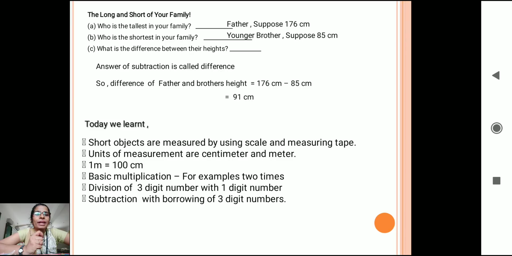You have to practice this, because I am going to give sums of borrowing, simple multiplication and division in the worksheet. So I want everybody to solve the worksheet and revise the concept. You have to revise this concept. And if you find any query, we will meet in our live sessions.